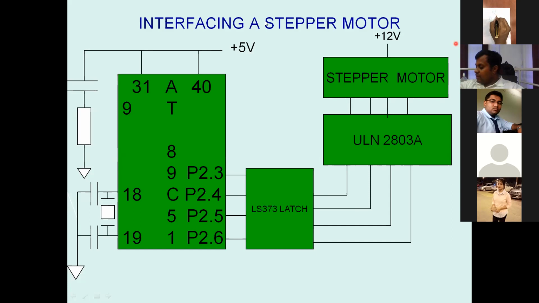The four coils actually work as magnets. Some rotor is there. These are called teeth. How will it work?